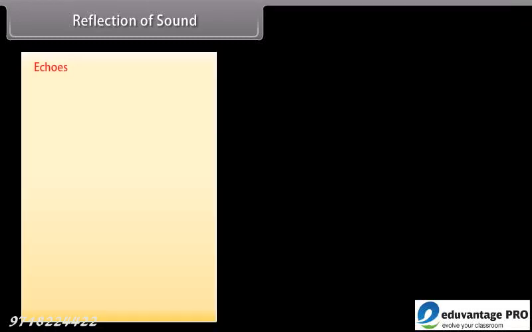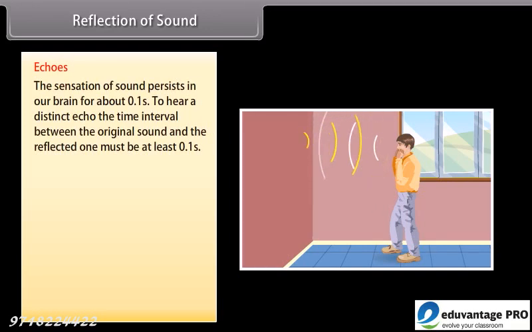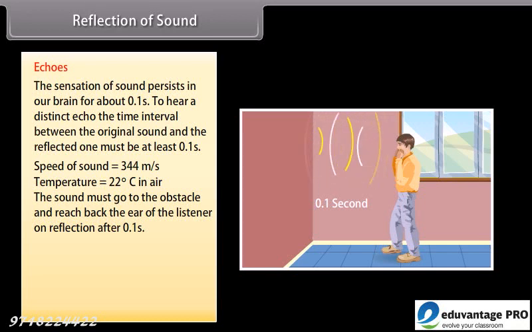Echoes are produced by the reflection of sounds from such surfaces. The sensation of sound persists in our brain for about 0.1 second. To hear a distinct echo, the time interval between the original sound and the reflected one must be at least 0.1 second. If we take the speed of sound to be 344 meters per second at a given temperature, say 22 degrees Celsius in air, the sound must go back to the obstacle and reach back the ear of the listener on reflection after 0.1 second.